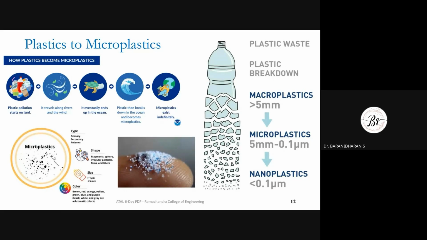It can be of any shape. Given the shape, it can be a fragment, a sphere, irregular particles, films, and fibers. And then it can be of any color. Be it black, green, red, we have plastic products of all colors, so nothing to worry about. So why discuss these plastics?